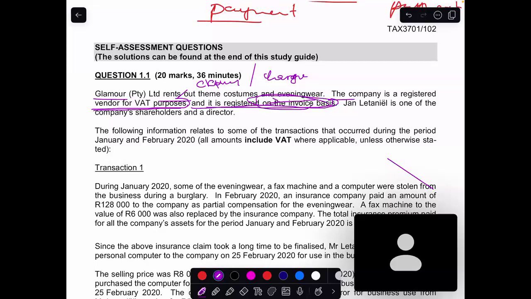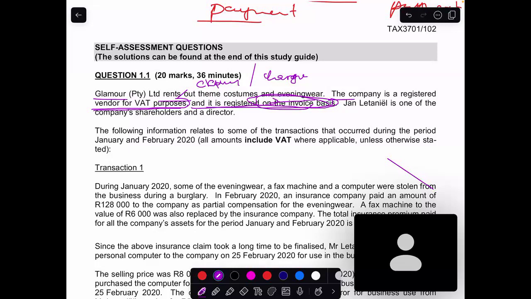It is registered on invoice basis. What is the significance of them telling us that the entity is registered on invoice basis? What does this talk to? I remember I explained all these terms. Remember, if you are given a question, you need to understand everything in the question so that you'll be able to answer it. Without understanding the terms used in the question, you struggle to answer it.